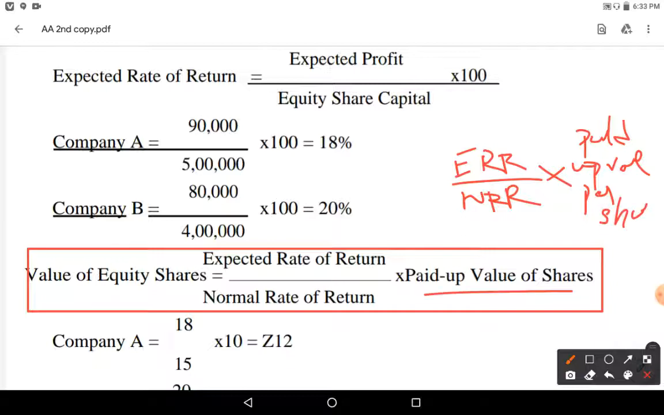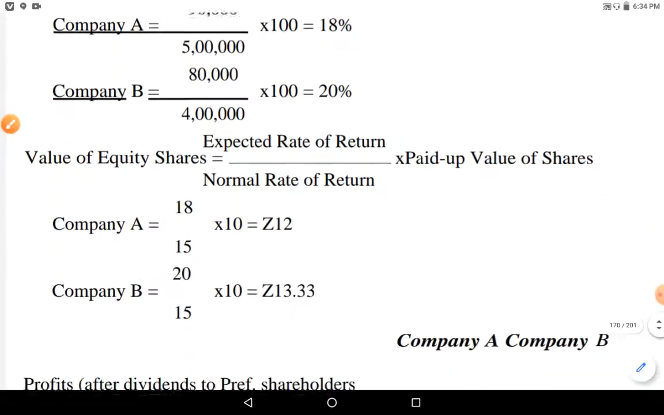Okay, so for company A, ERR is 18% and NRR given in the question is 15. 18 divided by 15. What is the paid up value per each share? 10 rupees. So rupees 12 we have got as the answer. Similarly we need to do for company B. Let us see.